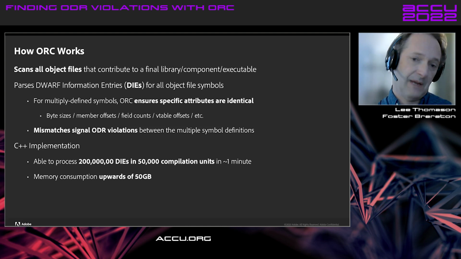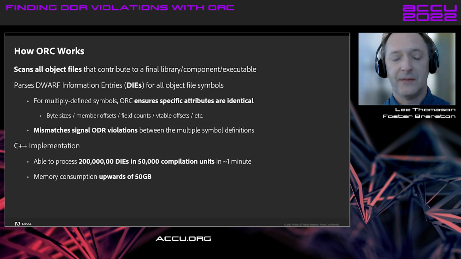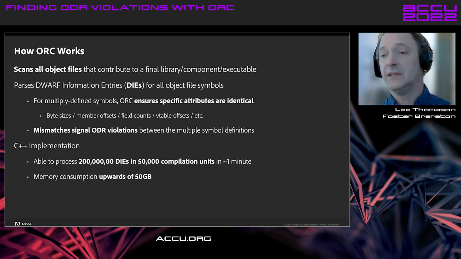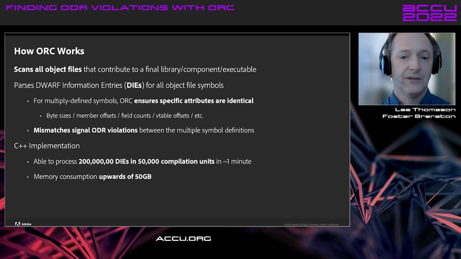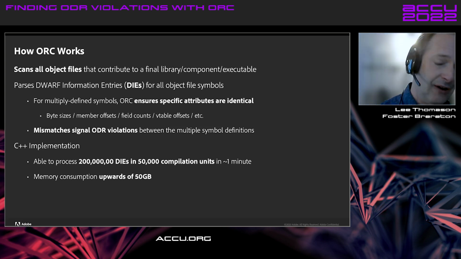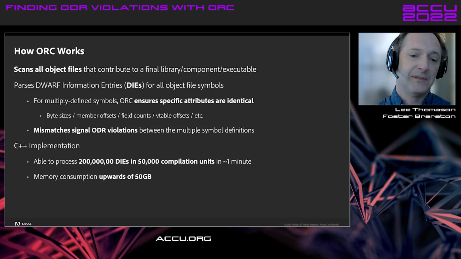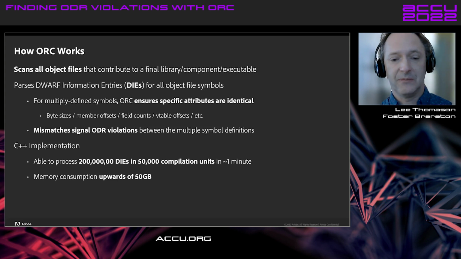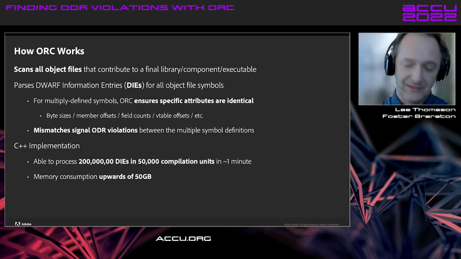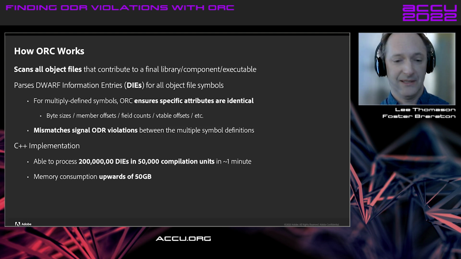This is a massive job, and we spent a lot of time on it, and honestly, it was a lot of fun. But we can process 200 million DIEs, and that's not kidding, 200 million DIEs and 50,000 compilation units in about a minute. ORC is well optimized. It's a modern C++ multi-threaded program. Right now it's using upwards of 80 gigabytes on one of our test beds, but the newer versions get that down to about 50 gigabytes, but it uses a lot of memory. And so if you want to run ORC on a big project, this is an opportunity to get your company to buy you a new, better computer. That's what I tell everyone.